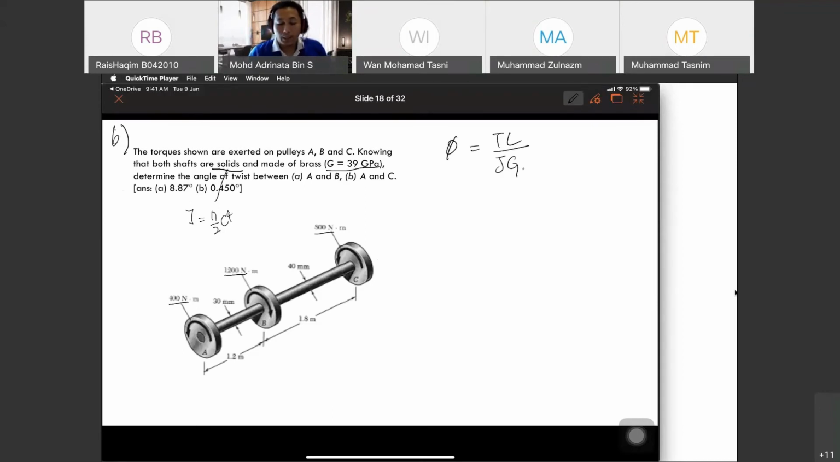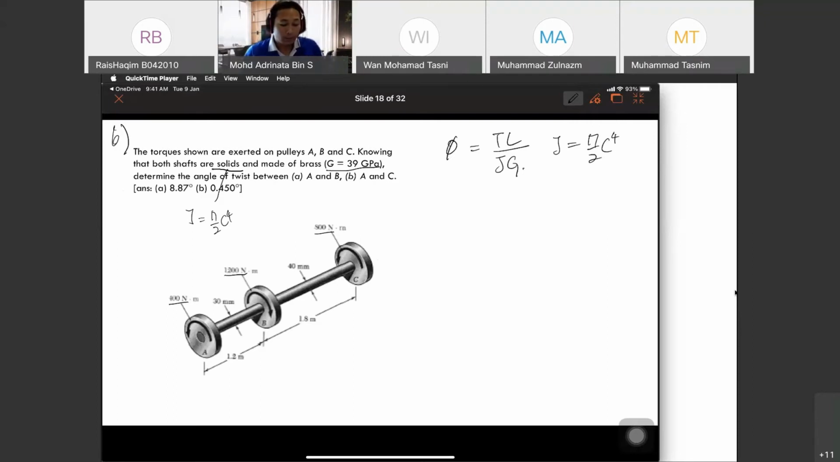So we have the angle of twist equals TL over JG. And J for a solid is equal to pi over 2 C to the power of 4. The lengths are 1.2 and 1.8, length AB and length BC. So for the angle of twist, we have the torque, L, J and G.